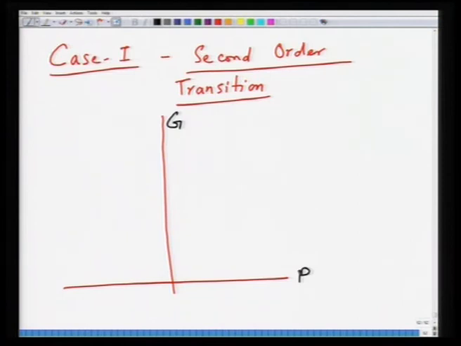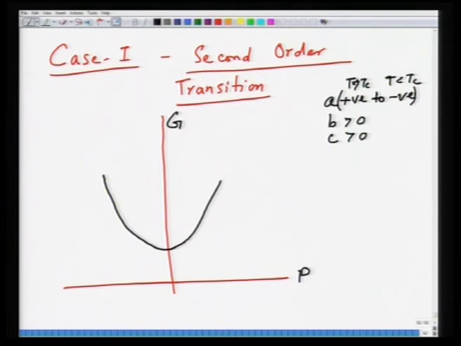So, now you know the conditions. So, you have the expression of G in which you have A, B and C. So, B is greater than 0, C is greater than 0, and A changes its sign from positive to negative as temperature changes. Now, you can see A naught into T minus T naught. So, when T goes from greater than Tc to less than Tc, you have a situation. So, this will of course correspond to T greater than T0.